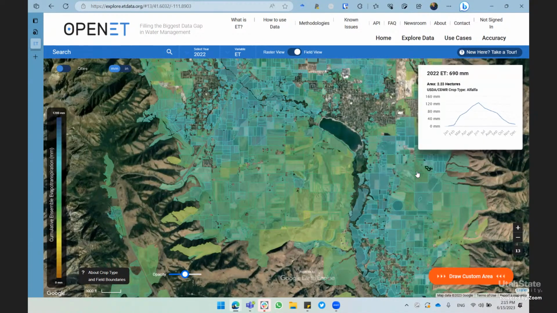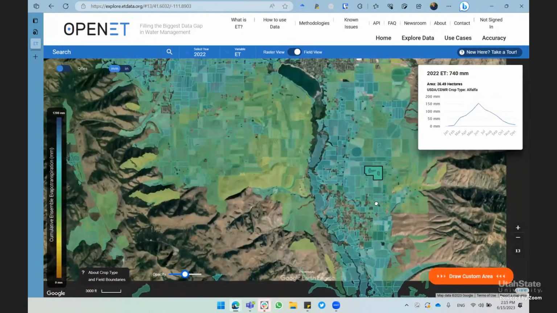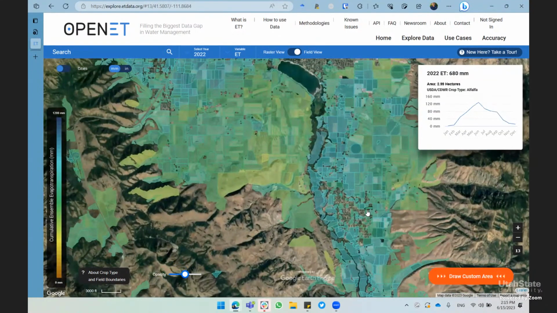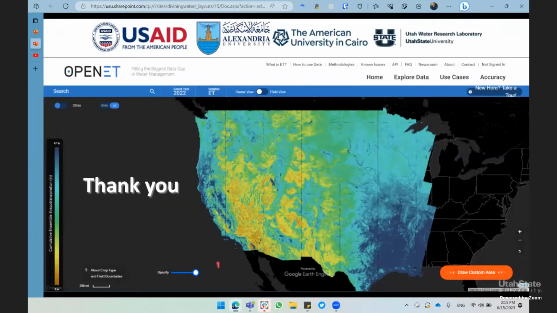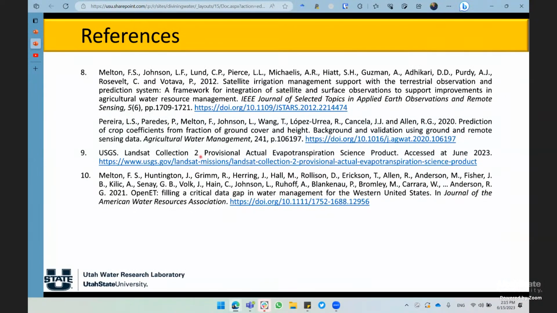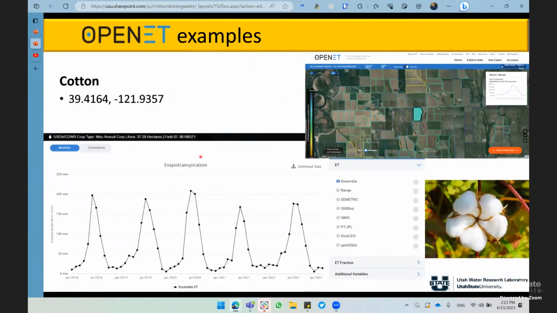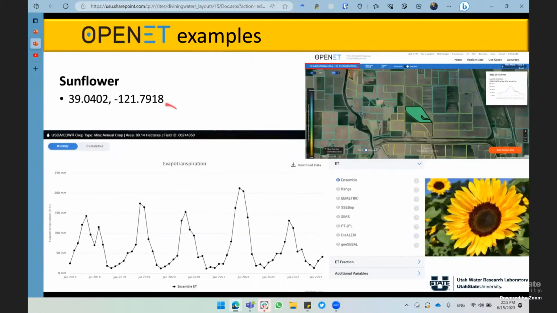Because let's say the farmer is cultivating cotton today, after 3-4 years, he will switch to another crop, right? So somebody has to update that database. So there has to be not only the initial investment, but also a continuous investment to keep these databases updated.